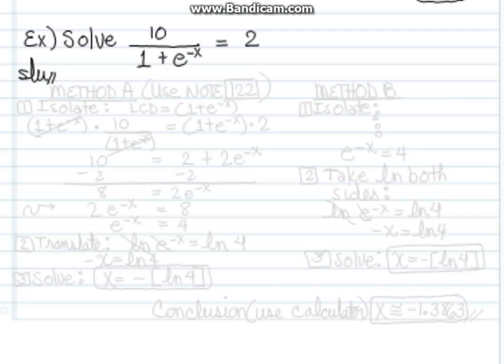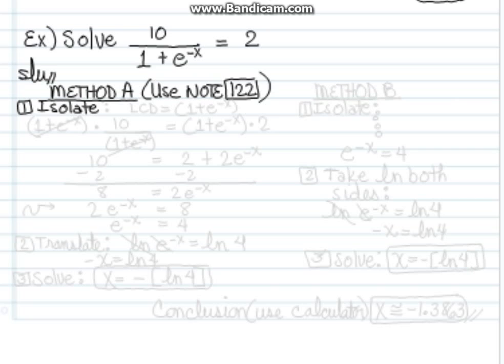Let's solve the exponential equation 10 over 1 plus e raised to the negative x power equals the number 2. We'll use method A and method B. For method A, we're using our note 122. Step 1, isolate the exponent, the actual base e raised to the negative x. Well, that's going to take a little bit of work.